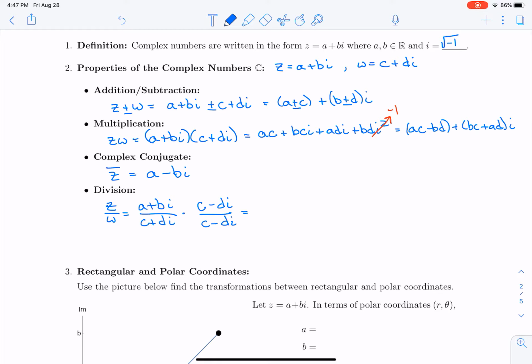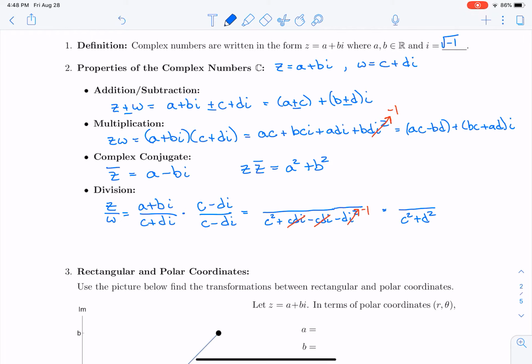Now, the reason that I'm going to do that is that when I look at the denominator, I'm going to get c squared plus cdi minus cdi plus minus di squared. And what I want you to notice is that cdi and minus cdi cancel, and i squared is minus 1. And so the denominator here is going to be real. It's going to just be c squared plus d squared. So we're learning that if you multiply a complex number by its complex conjugate, then you're going to get a squared plus b squared, and that's going to be a real number.